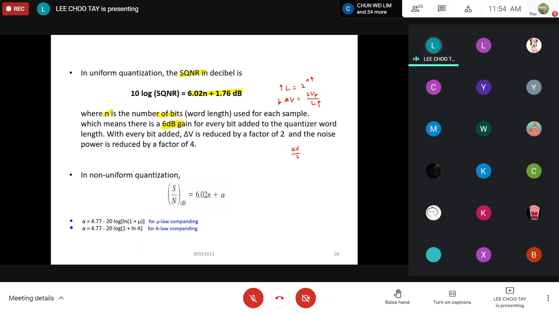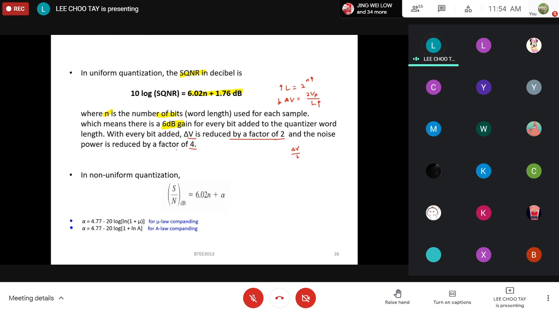So if you put the numbers in, every time I add 1 bit, delta V will be reduced by a factor of 2. Noise power will then be reduced by a factor of 4. Why a factor of 4? Because power is voltage squared, so the square of 2 will give you 4.